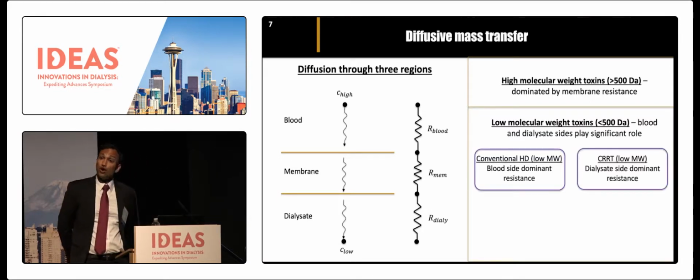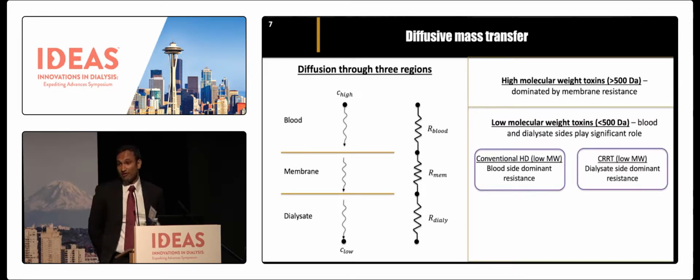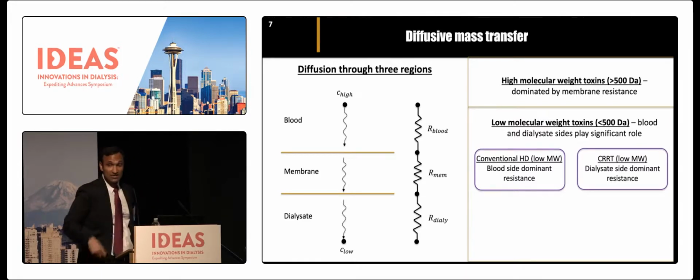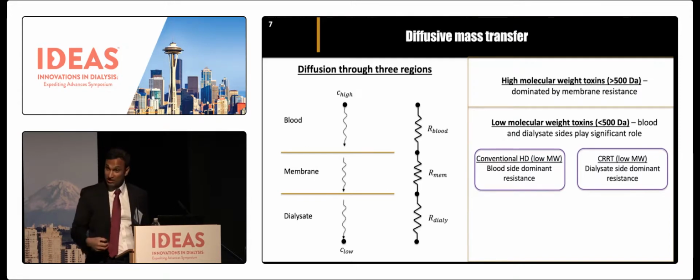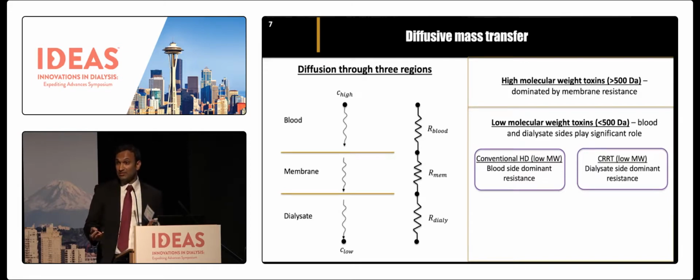Now, if you're looking at low molecular weight toxins, which are less than 500 Daltons, so examples are salts and urea, etc., what happens is you see that the resistance on the blood and dialysate sides are comparable to the resistance through the membrane. In fact, if you look, for example, at conventional hemodialysis with low molecular weights, what you see is that the blood side is actually the dominant resistance. Whereas if you're looking at, for example, continuous renal replacement therapy, it turns out the dialysate side actually is the dominant resistance. So that's like the slowest motion through diffusive motion.